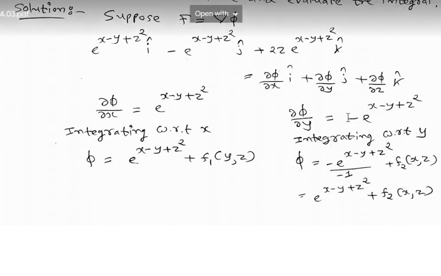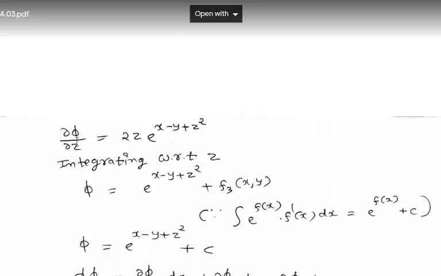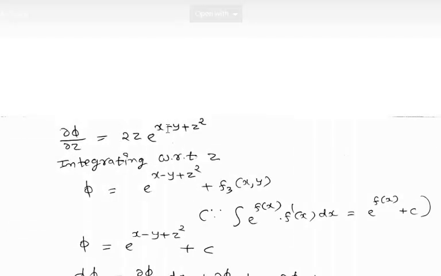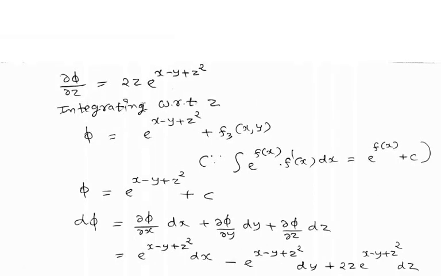Similarly, integrating this one with respect to y, the result is phi equals to minus e raised to x minus y plus z square, and the coefficient of y is minus 1, so dividing it by minus 1, and function of x is a constant, so minus minus will cancel out. So this is the required result for function phi. Then finally we have to integrate this function partially with respect to z, right? Then in the left hand side we will be having phi.